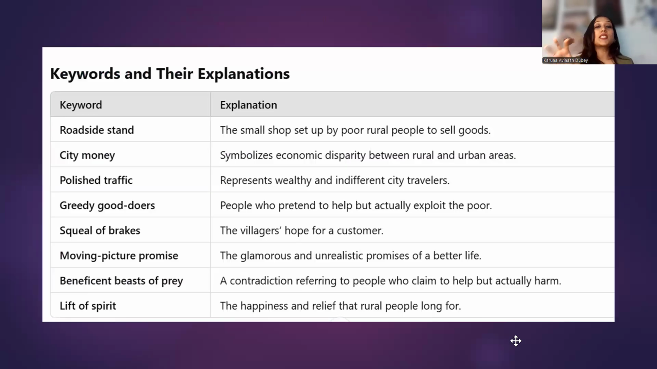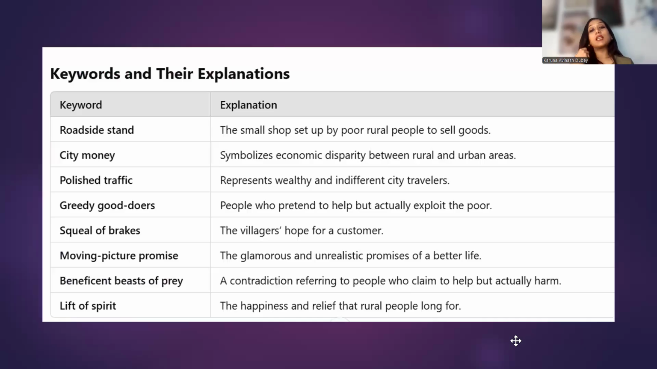It's a small shop set up by rural people to sell goods. City money, what is it? It symbolizes economic disparity between rural and urban areas. Polished traffic represents the wealthy people who are passing by. Greedy good doers: these politicians who make false promises, they are greedy good doers. Squeal of brakes, meaning the villagers hope for them to stop and buy their products.